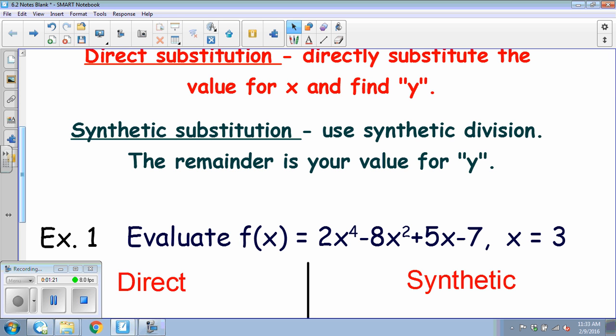So you could go way back to old school and just literally plug in 3 for x. 2 times 3 to the fourth power minus 8 times 3 squared plus 5 times 3 minus 7. And your answer would be what y is. But when you're doing that, some of these polynomial functions can get messy. So, again, direct substitution, we're going to use our calculator to do that. I want you to take that first function, and put it in as y1.